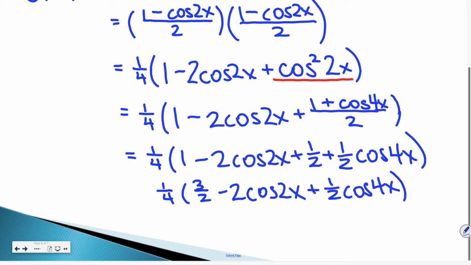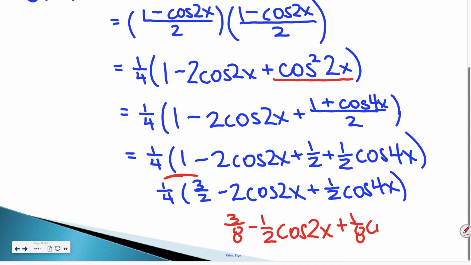So we just added 1 and 1/2 together. Okay, then at this point, now we can worry about that 1/4 that we decided to just leave off to the side. At this point, we're just going to take the 1/4 all the way through. So we have 3/8 minus 1/2 cosine of 2x plus 1/8 cosine of 4x.